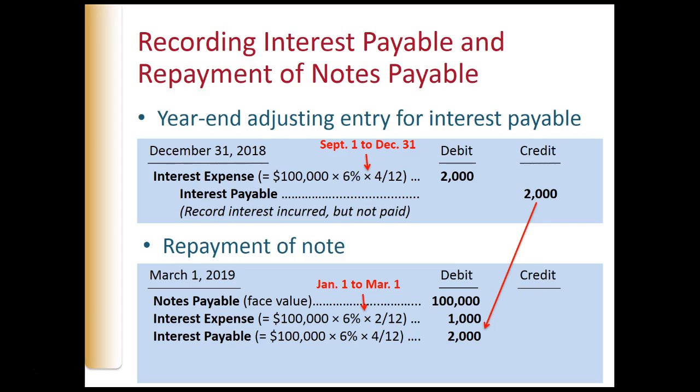Now, Southwest records these transactions on March 1st of 2019. So the entry on March 1st does the following. It removes the note payable of $100,000. It records interest expense for January and February of 2019 for $1,000. It removes the interest payable recorded in the December 31st, 2018 entry of $2,000. And finally, it reduces cash of $103,000.